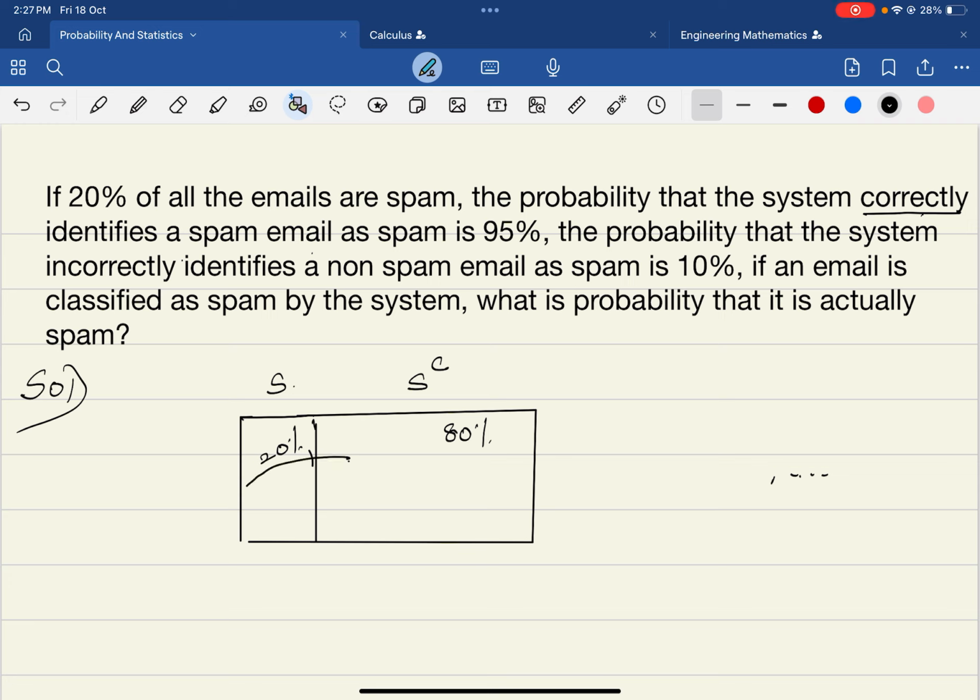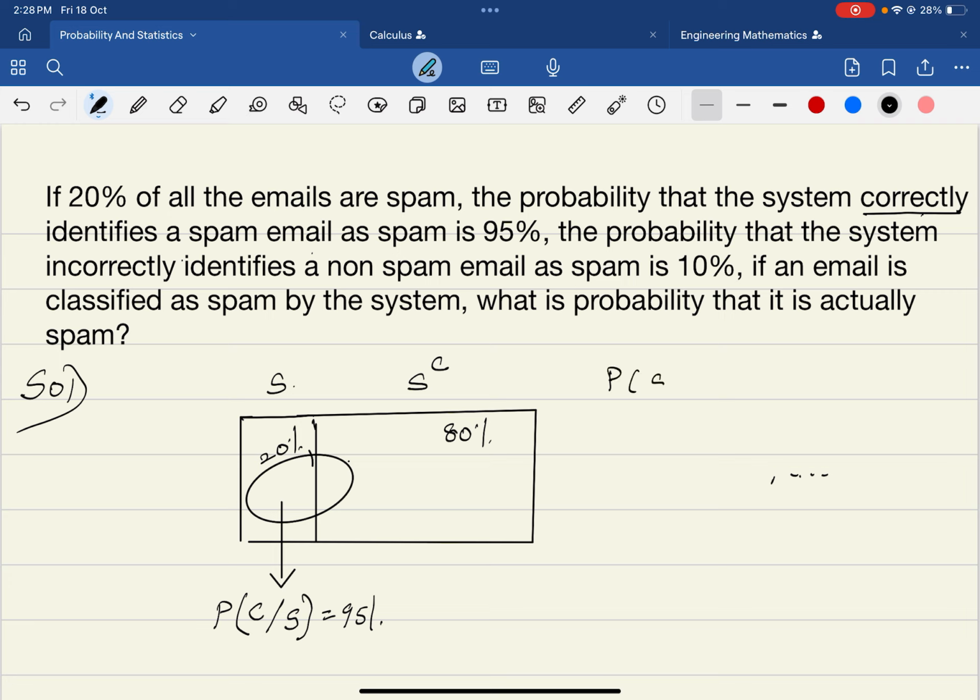What does that mean? Let us have a look at this one. Correctly means it is given that it is a spam, and the system is correctly identifying that it is a spam. So P of C given yes, and this is how much? It is 95%.